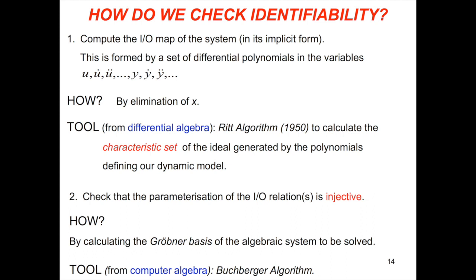we apply the Buchberger algorithm to calculate the Gröbner basis of this algebraic system, and the Gröbner basis provides the number of solutions of the system, and if there is an infinite number of solutions, we also have the analytical relations between the parameters. So we have a sort of equivalence class of parameters in the sense that they equivalently describe the y function.